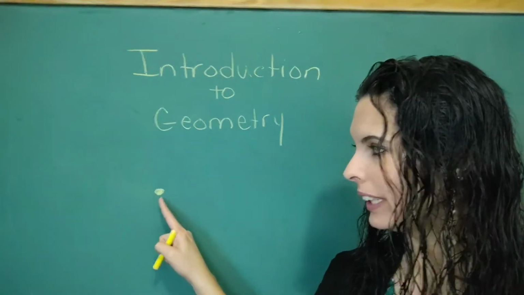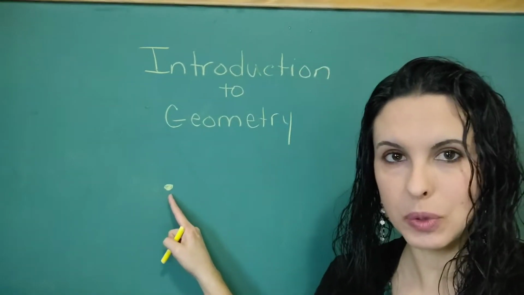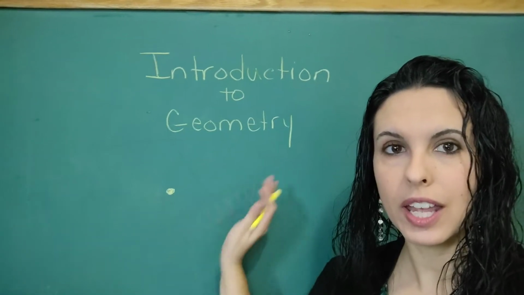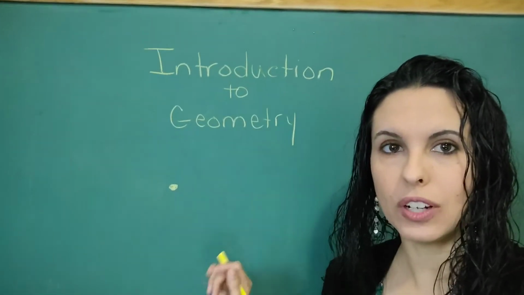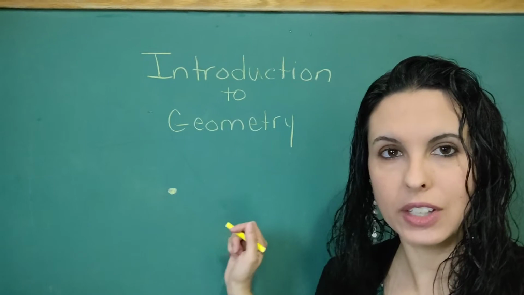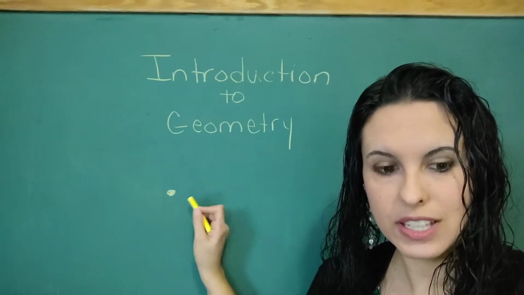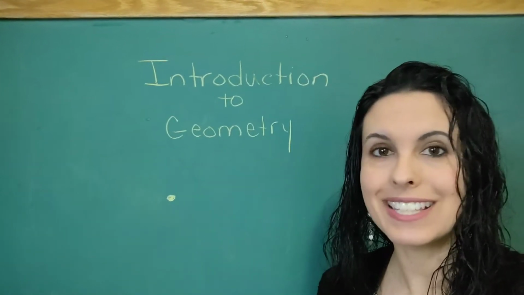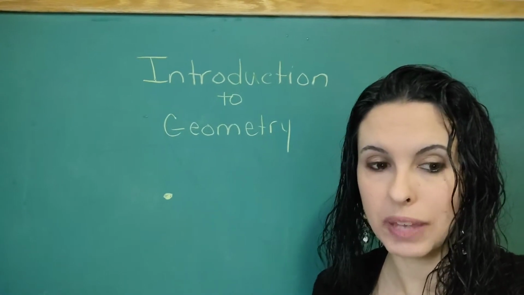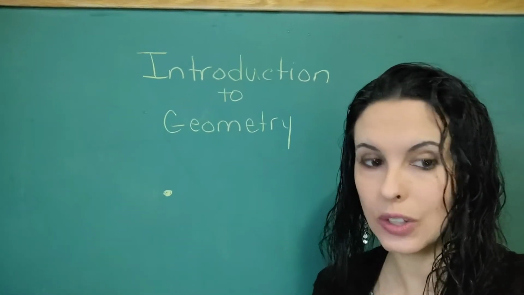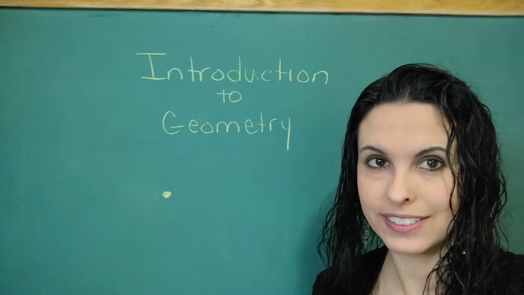So this is a point. It looks like a period or a decimal. It's just a dot on a plane. It could be on a graph. It could be on a line or a line segment. So if you see this, this is a point. It's an exact location in space. It has no length, no width, no height.